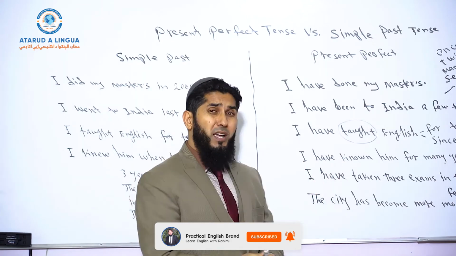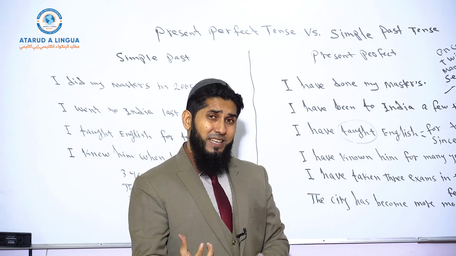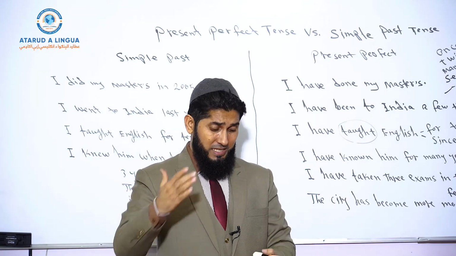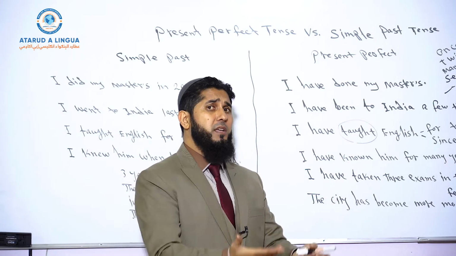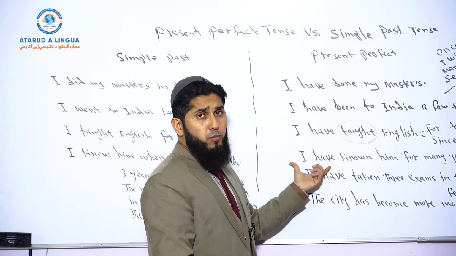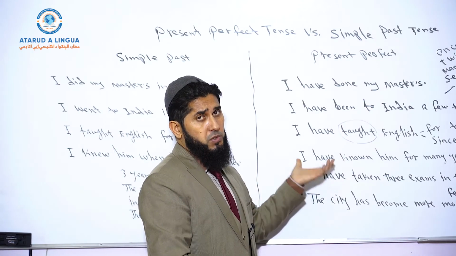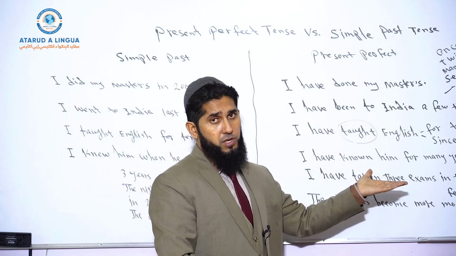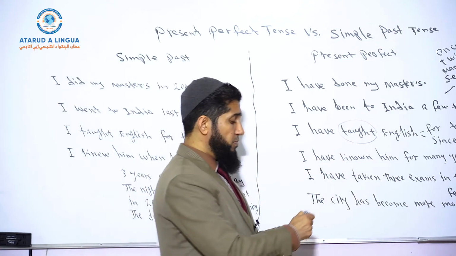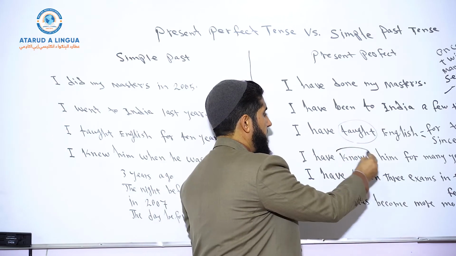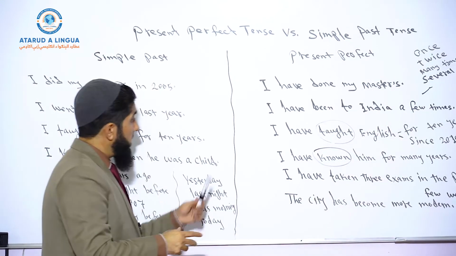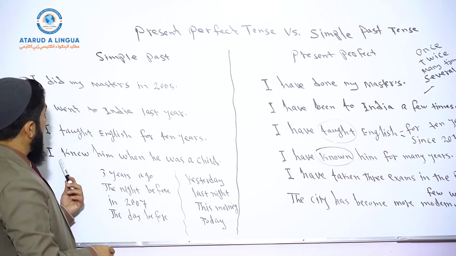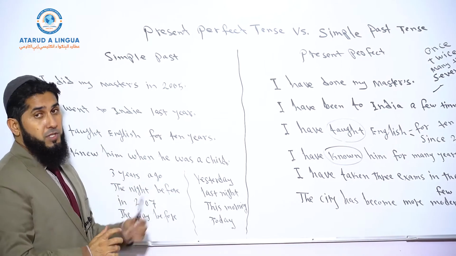So now, if you talk about a state that existed in the past, still exists at present time, and may or may not exist in the future, mainly present perfect tense can be used to talk about that kind of situation. But keep in mind that your main verb in this case should be a state verb, not an action verb. But here in simple past tense, I knew him when he was a child.